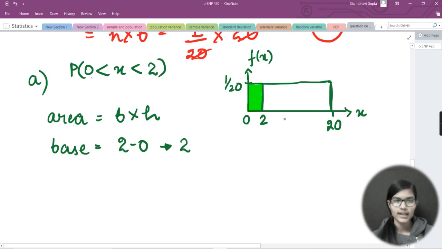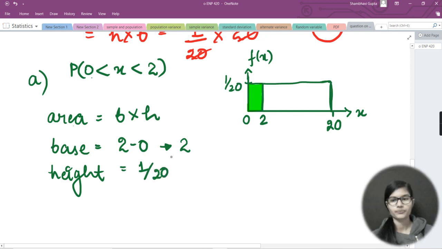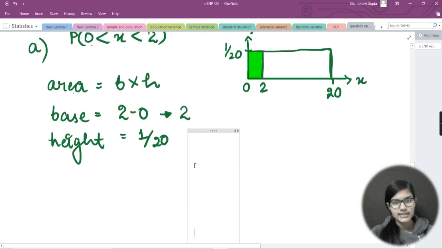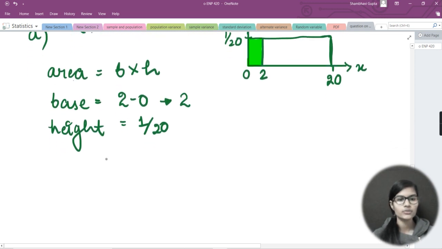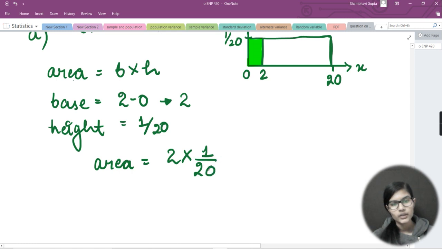So my base is 2, and now I want to find the area. Height would be the same, so let's write it. Height is equal to 1 by 20. Okay, now let's move a little downside, and now what I need to do is simply find the area, and the formula for finding that area is base into height. So now let me apply that. Okay, so what I'm going to write is area is equal to base 2 into 1 by 20, right?